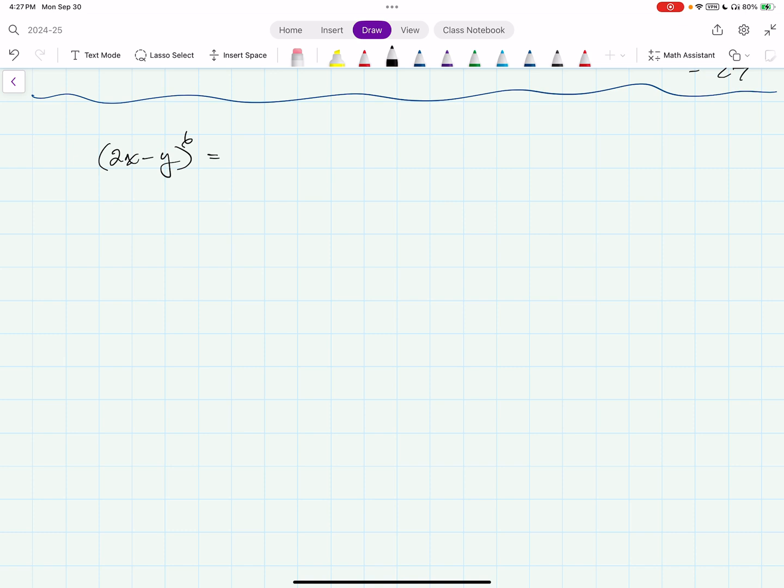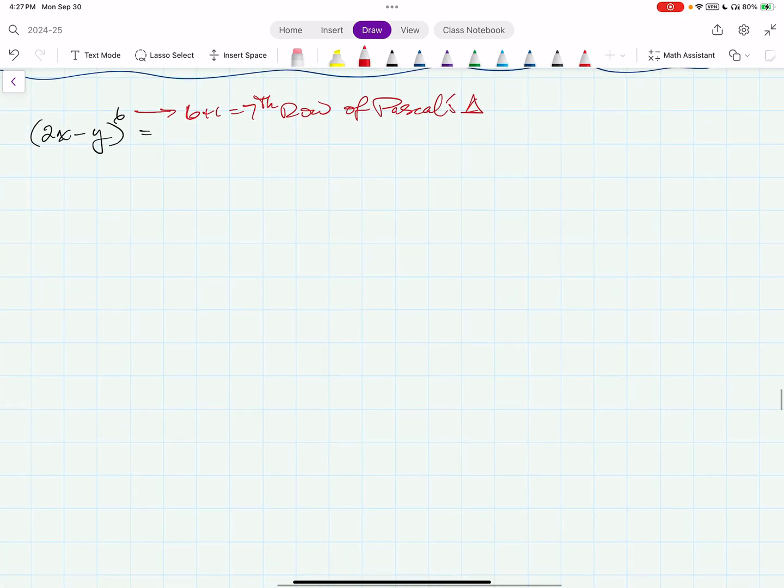Now tell the person next to you what row on Pascal's triangle we need. What row? If you said 7th row, you're learning something. So 6 plus 1 is 7, so we need the 7th row of Pascal's triangle. So we need to generate it, without looking at our notes. So we generate first. Pause the video now. Go. Generate the 7th row.